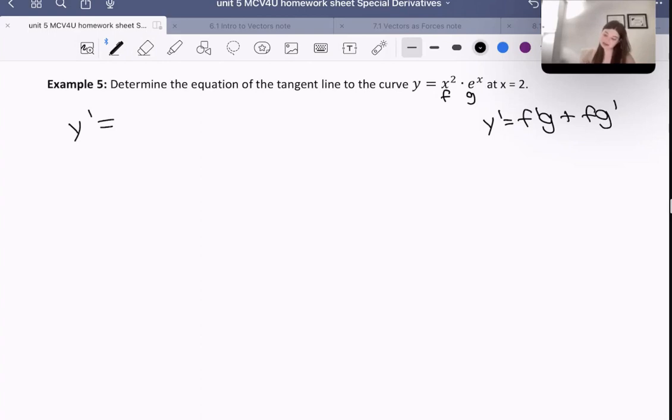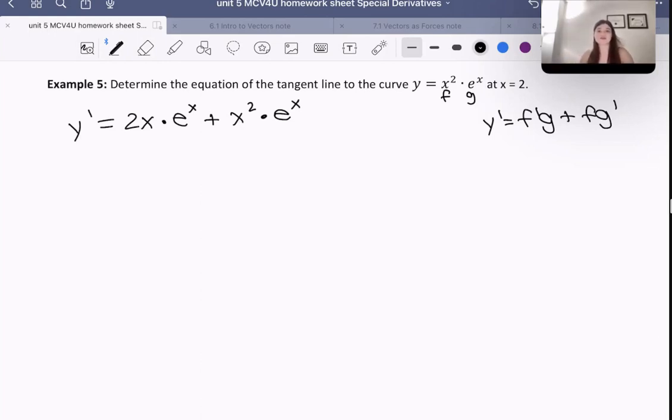So it's the derivative of f, right? The derivative of x squared is 2x times g, which is e to the power x, plus f, which is just x squared, times e to the power x, or g prime, I should say. The derivative of g and g itself are actually the same in this case, because g is just e to the power x, so it's the same thing.